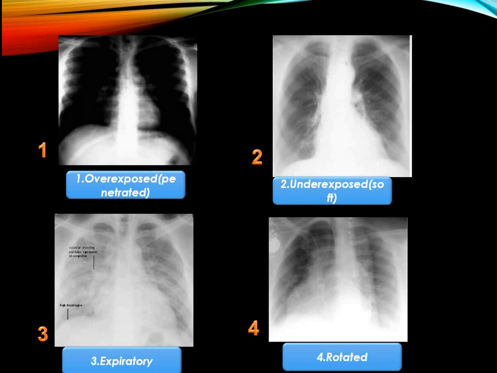Now the chest x-ray number 2. If we look through the cardiac shadow, we cannot see the thoracic vertebra at all. This means that it's a soft film or underexposed. The third film is an expiratory film. If we count the anterior rami of the ribs, we reach only the fourth rib anteriorly. The fourth chest x-ray shows a markedly rotated film.